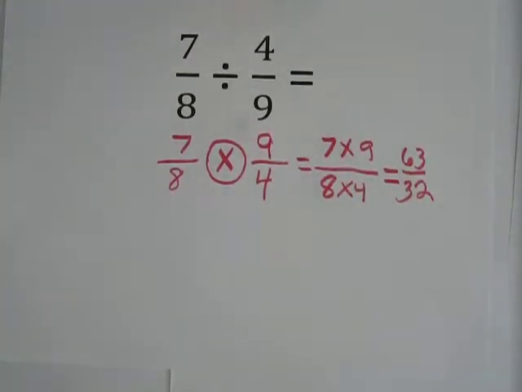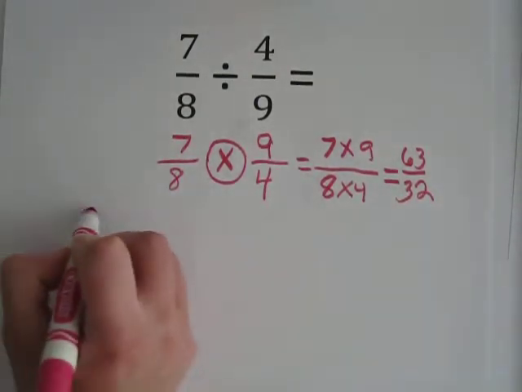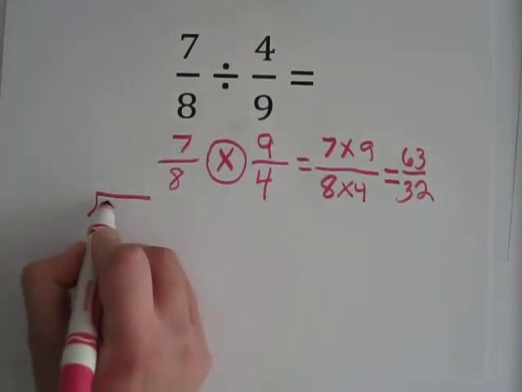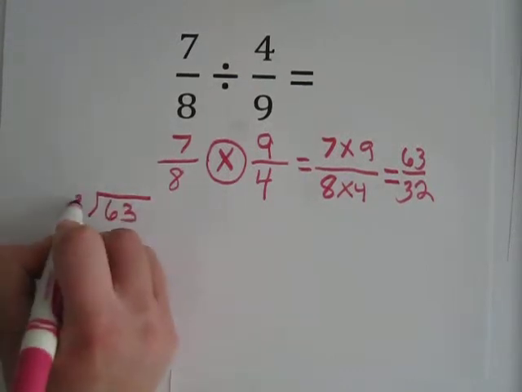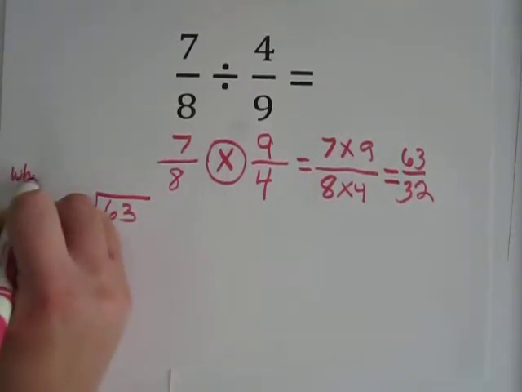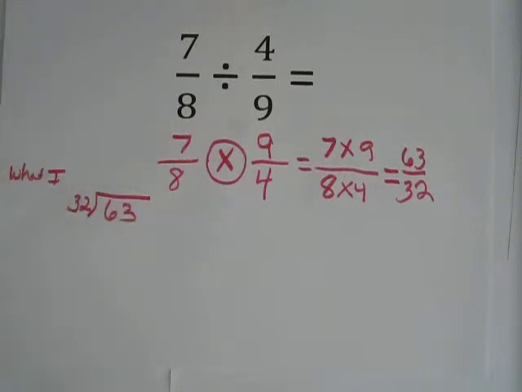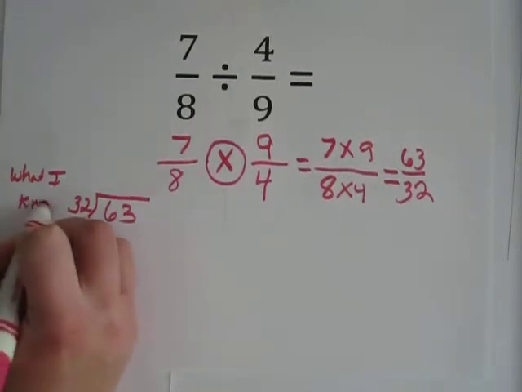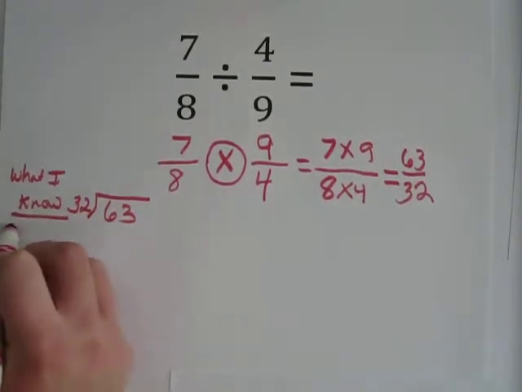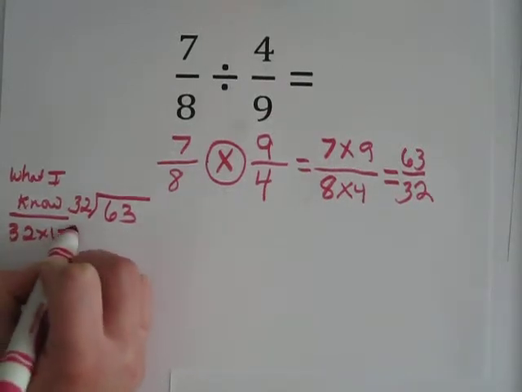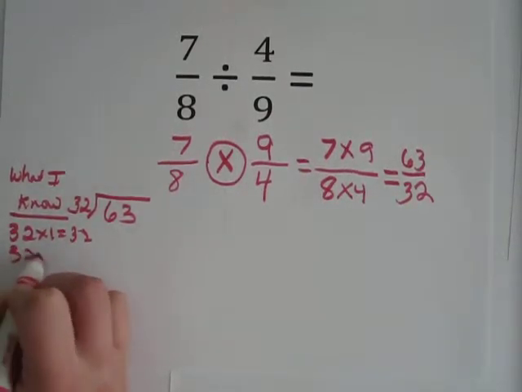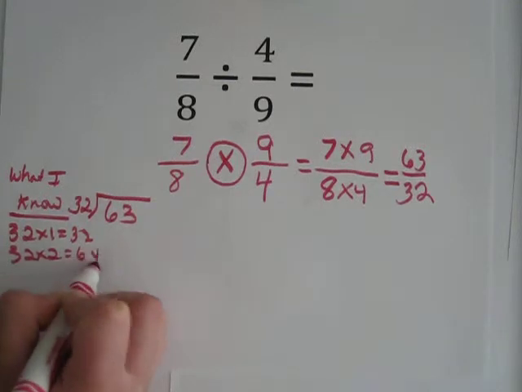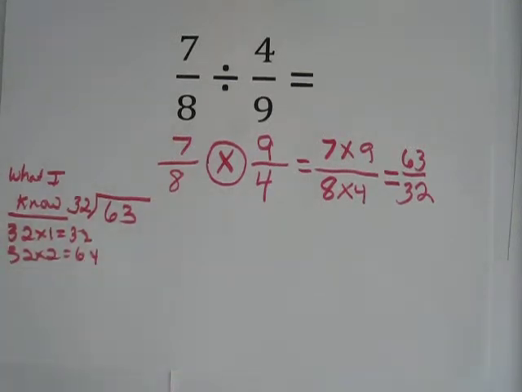Now we notice that this is an improper fraction. Our numerator is larger than our denominator. So we need to divide and see how many times 32 will go into 63. So what I know we set up over here. We know 32 times 1 is 32. 32 times 2 is 64. Oh, we went over. That's as far as we need to go.